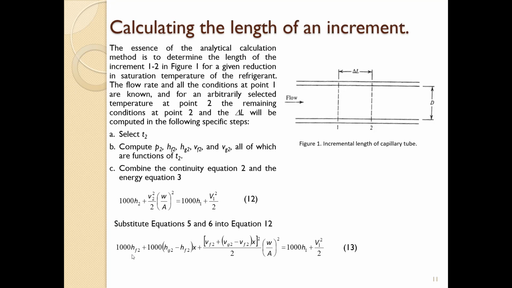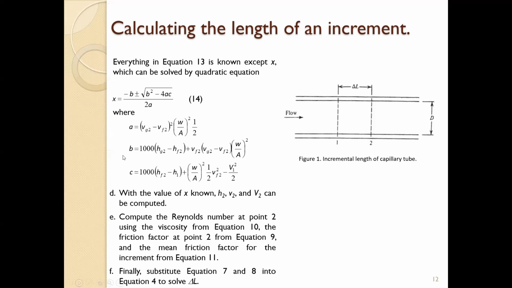We have 1,000 times SF2 plus 1,000 HG2 minus SF2 times X plus BF2 plus B sub G2 minus BF2 times X over 2 is equal to W over square is equal to 1,000 H1 plus B sub 1 squared over 2. Yan. Haba. Then everything in 13 is known except X, which can be solved by quadratic equation.